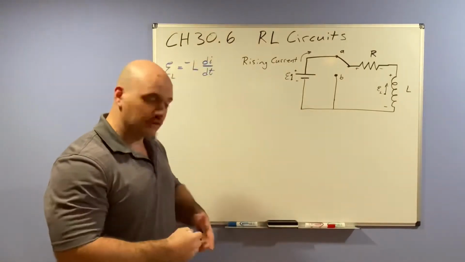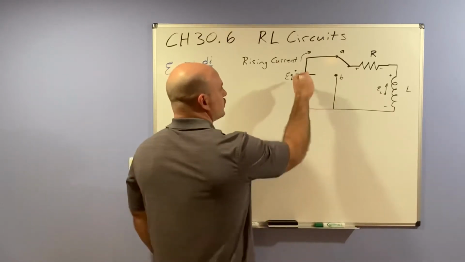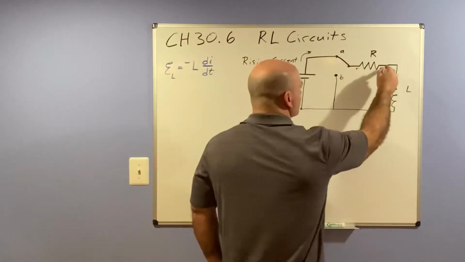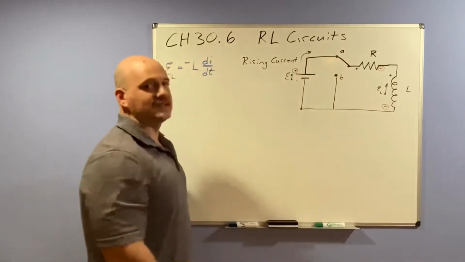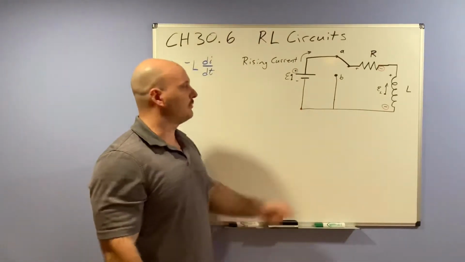Okay, then we just do our loop rule. So you pick a point to start. I'm going to pick right here. I go across my battery, I circle the second sign. I go across the resistor, circle my second sign, go across the inductor, circle my second sign, and then I'm back to where I began. Then I can write my voltage law based on those signs.